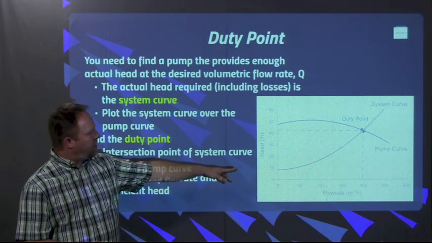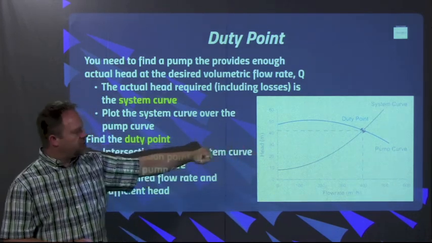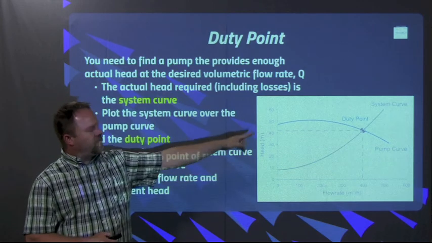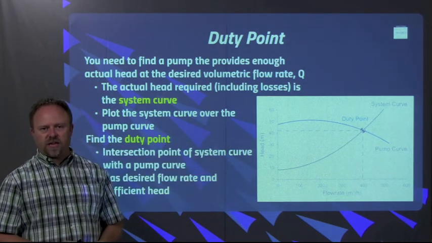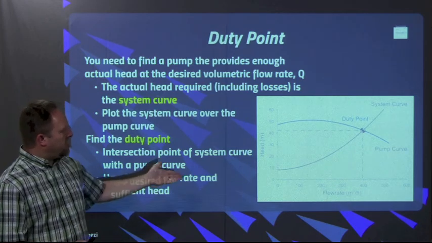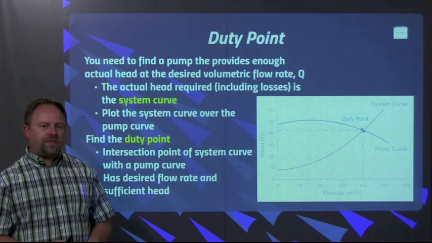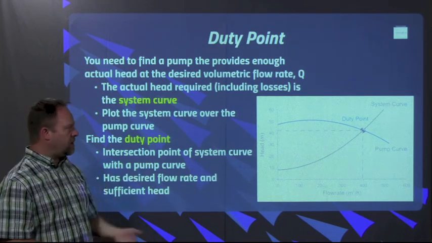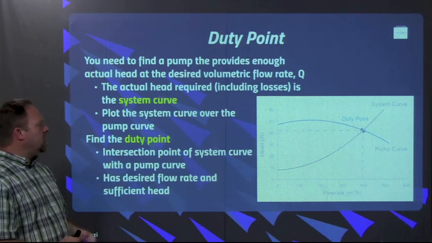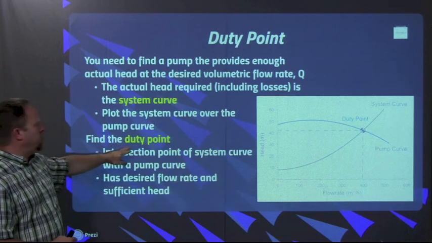If we look at our graph here, the blue curve is the pump curve provided by the manufacturer of the pump. And then the gray curve is going to be our system curve, which is basically a curve of the required head that we're going to need. So as we increase the flow rate, we're going to have to increase the amount of head that we need in order to get the water up out of the ground to a certain height in our tank. And the point where they intersect is called the duty point.